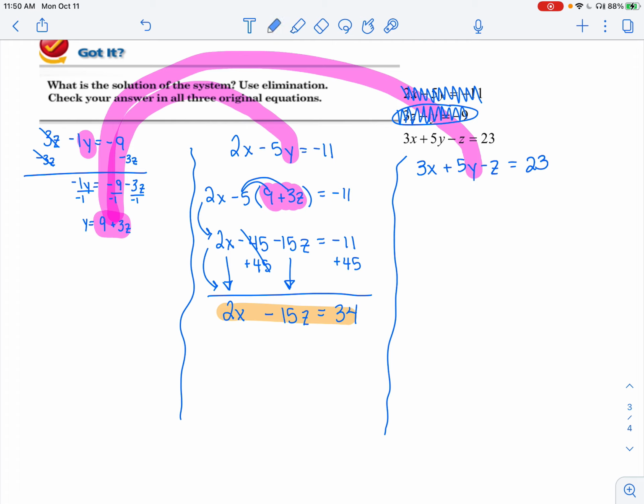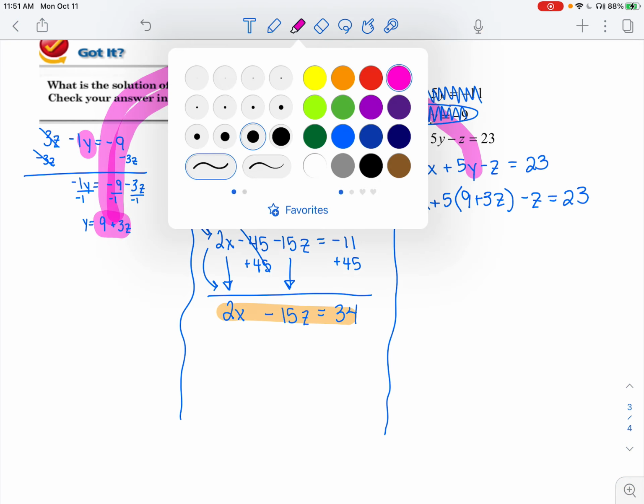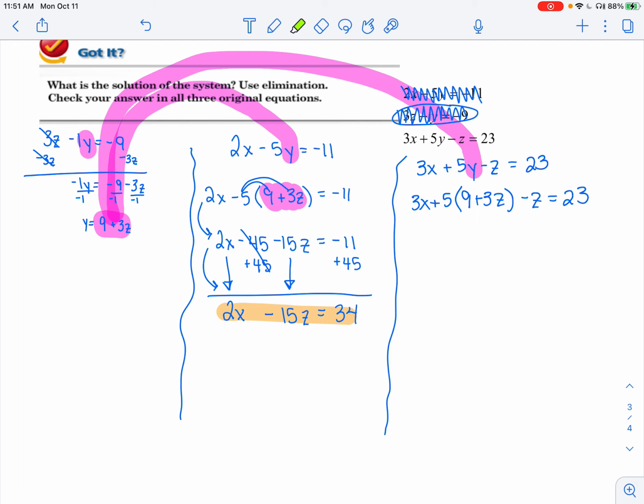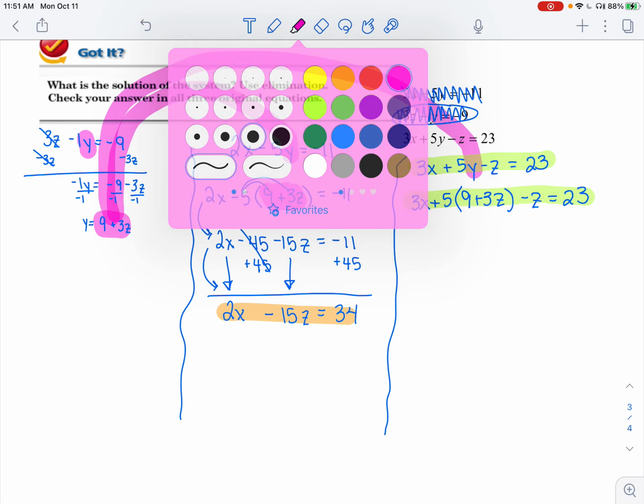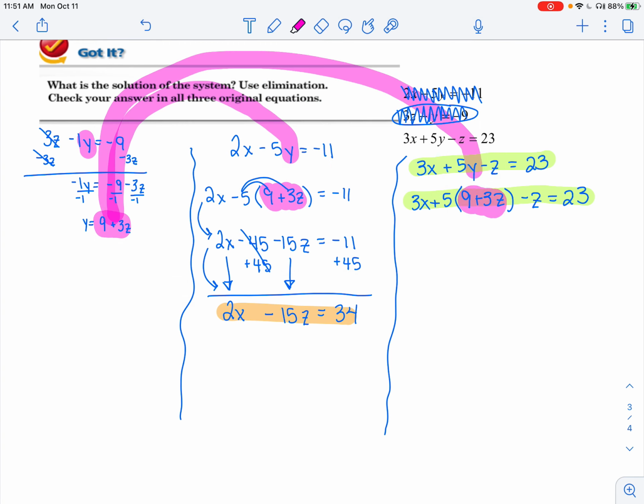Now I'm going to write it before I zoom in too much. So take out the y, put in the binomial 9 plus 3z, close your parenthesis on the y, and finish the rest of the problem. So drag down the minus z and drag down the 23. I'm going to make this a light green. The light green equation still exists, but I took out the y and I put in 9 plus 3z.